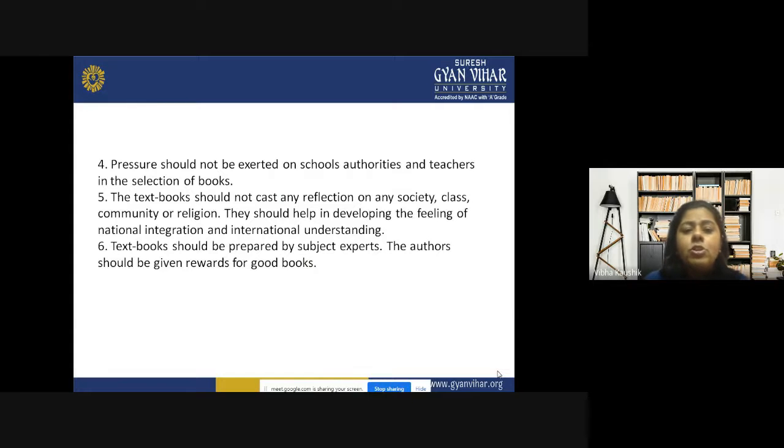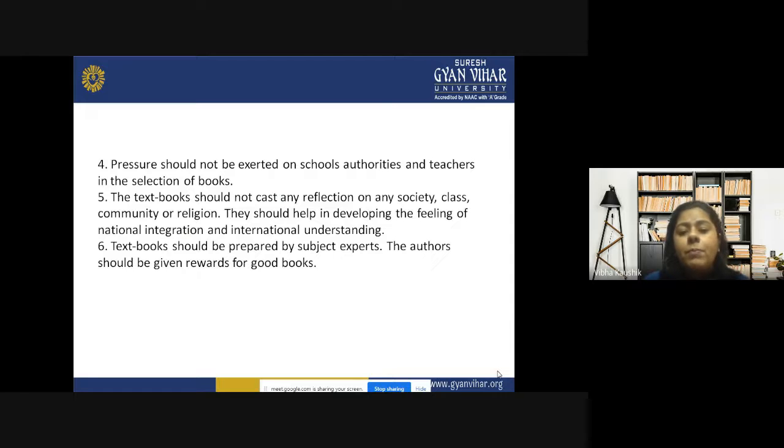The textbook should not cast any reflection on any society, class, community, and religion. They should help in developing the feeling of national integration and international understanding. And the book should be written in such a way that it will develop the feeling of national integration and international understanding among the learners and the students.